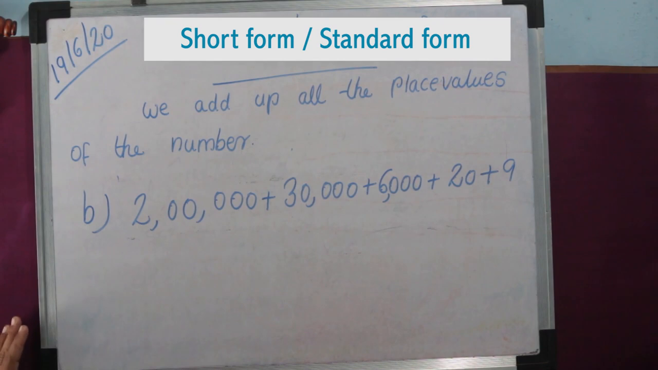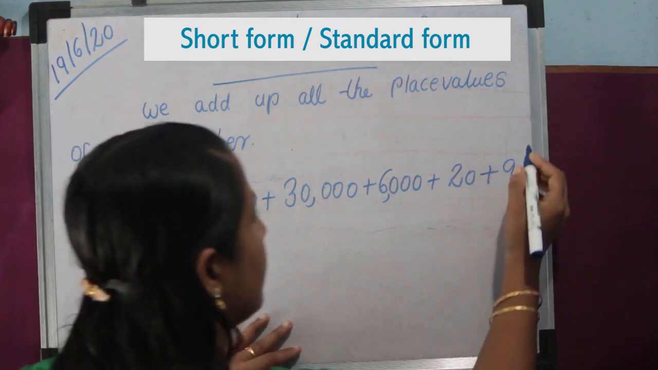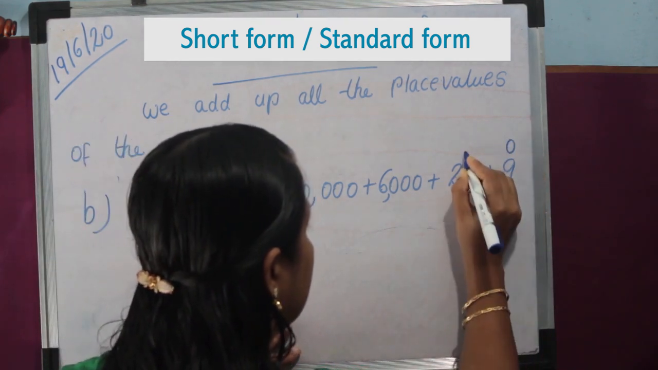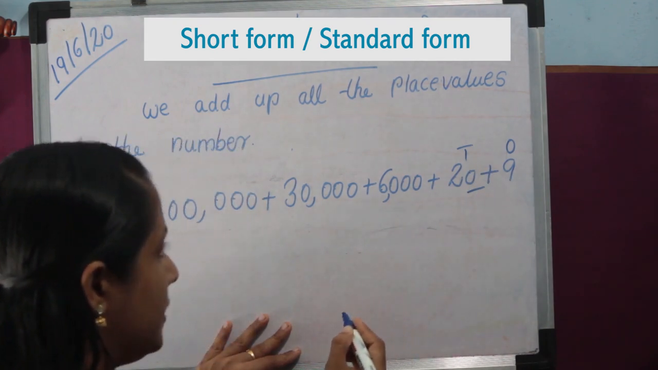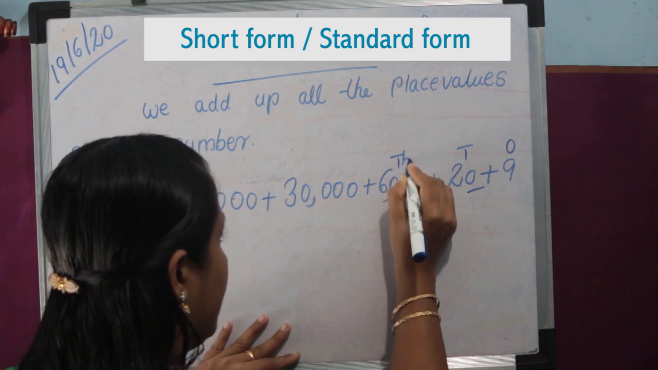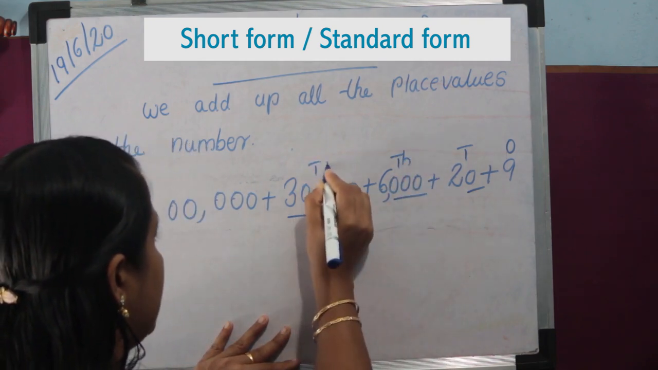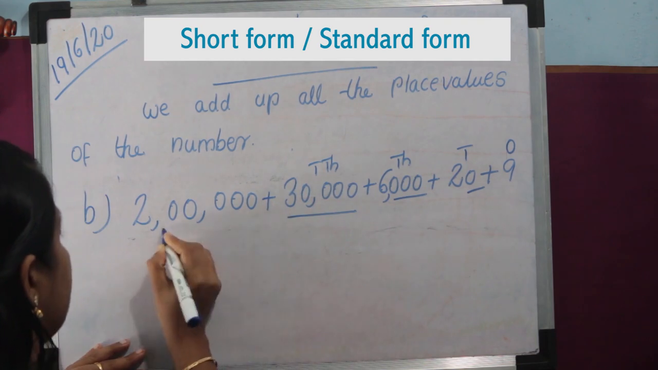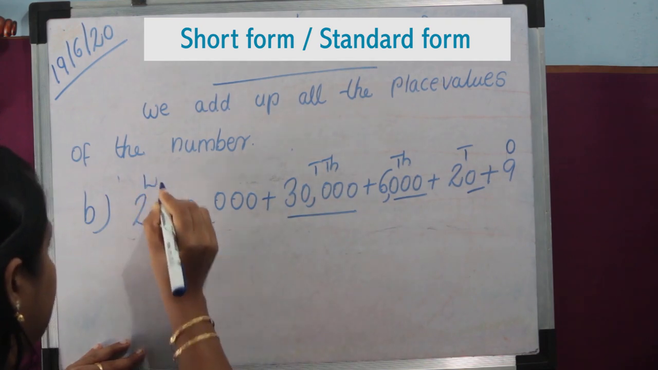Let us take another example. 2 lakh plus 30,000 plus 6,000 plus 20 plus 9. This is the expanded form. So we convert it to the short form or standard form. First we write the places of these digits. Here ones, here tens. Next we want 100. 100 position is missing. Next position 1,000. Next is 10,000. Next is lakh.